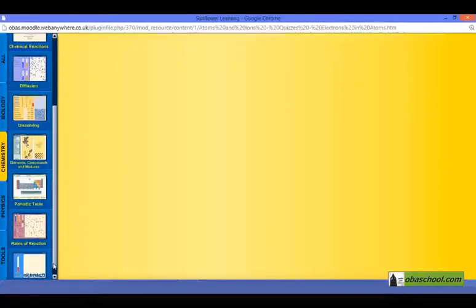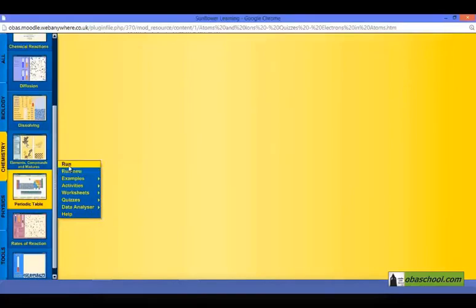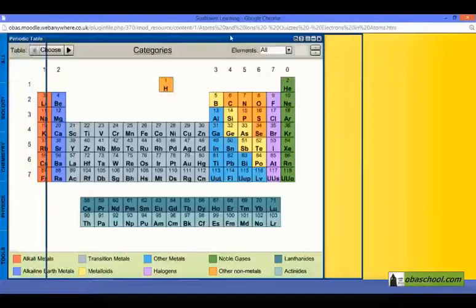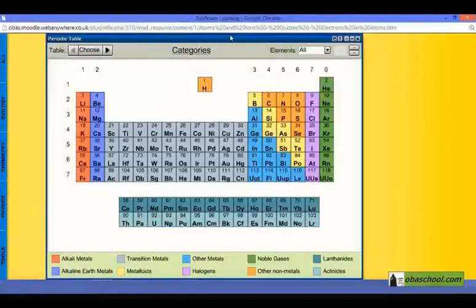We'll study the interactivity of the elements in the periodic table. We'll choose chemistry, periodic table, and press run. This is the periodic table, and as you see there are different colors. Each color represents a group.